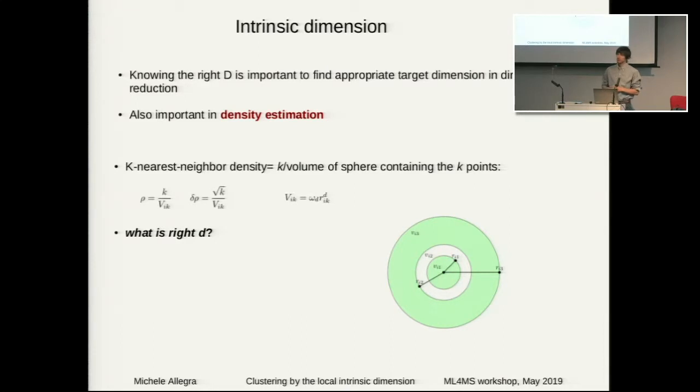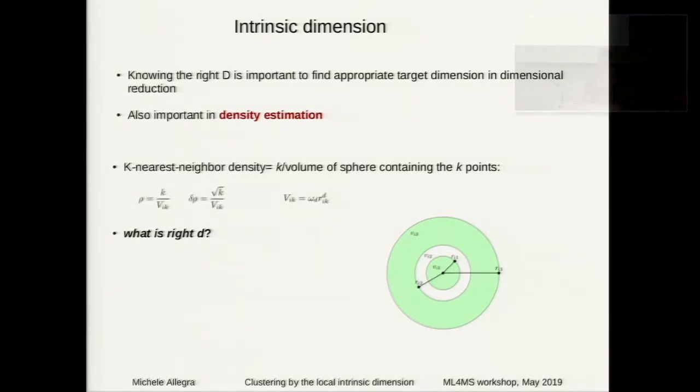Why is it relevant to compute the intrinsic dimension? There are many problems which require actually to compute it. So first of all, obviously, knowing the right intrinsic dimension is important if you want to find the proper target dimension in a dimensionality reduction scheme. Then there are other important problems for which you really have to know the proper value of the intrinsic dimension. So the reason why we originally started studying this problem was actually to refine a method for density estimation.